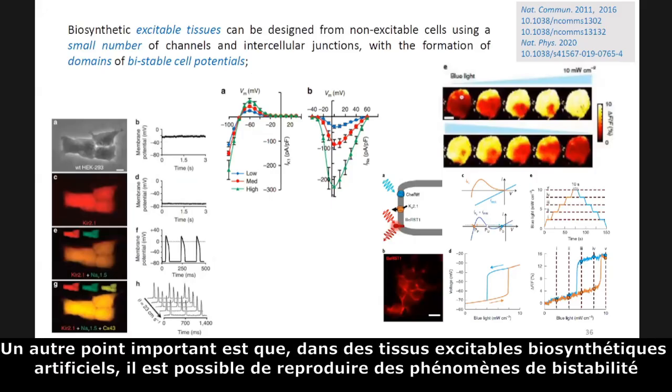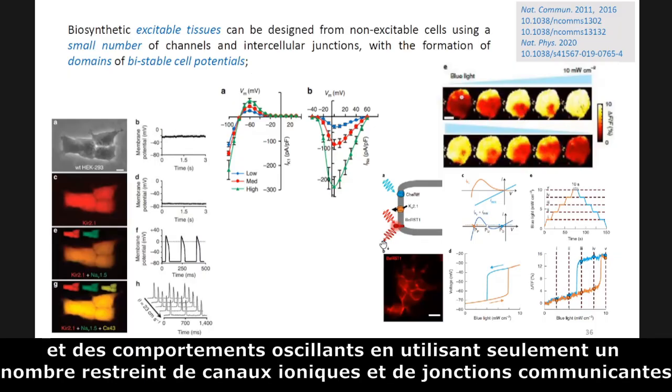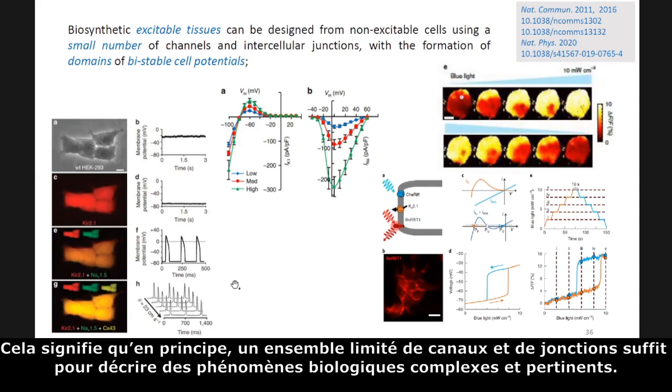Still, another question to be taken into account is that it is possible in artificial biosynthetic excitable tissues to reproduce bistability phenomena and to reproduce oscillatory behavior by using only a limited number, a small number of ion channels and gap junctions, which means that in principle, with a limited number of ion channels and junctions, very interesting biological-like phenomena can be described.